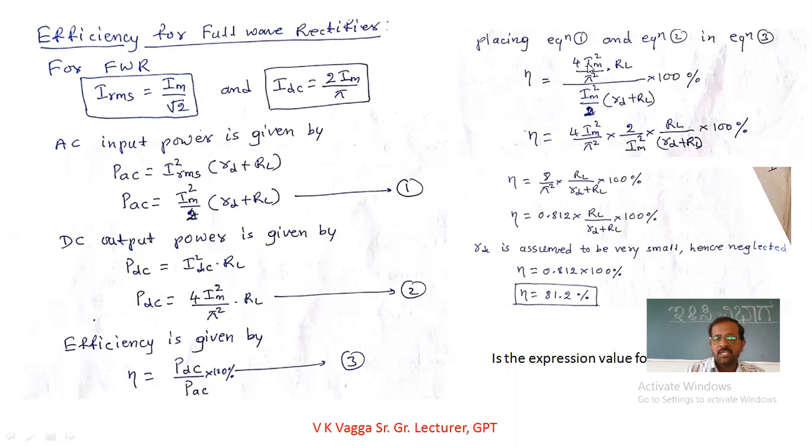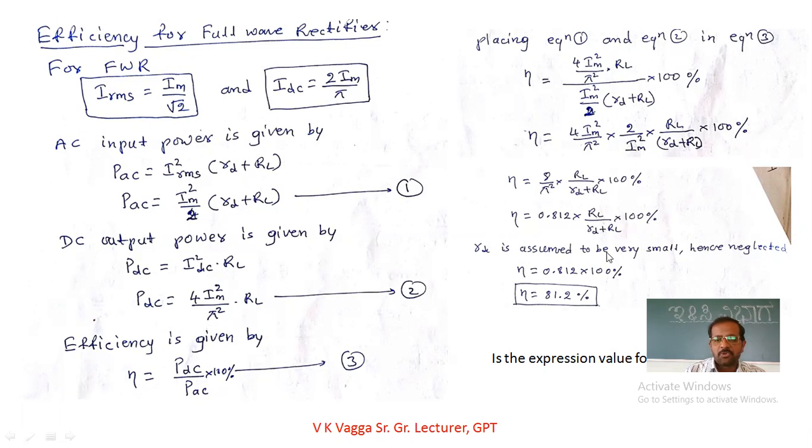After simplification, it is equal to 4 Im square divided by pi square into, if it goes upwards, 2 divided by Im square into RL divided by RD plus RL. Again, the Im square and the Im square are going to cancel. 4 into 2 is equal to 8. 8 divided by pi square into RL divided by RD plus RL into 100%. After simplifying 8 divided by pi square, you are going to get eta is equal to 0.812 into RL divided by RD plus RL.